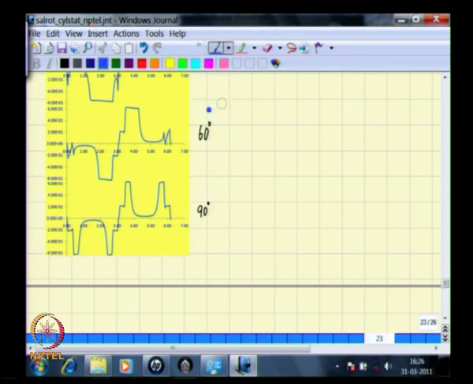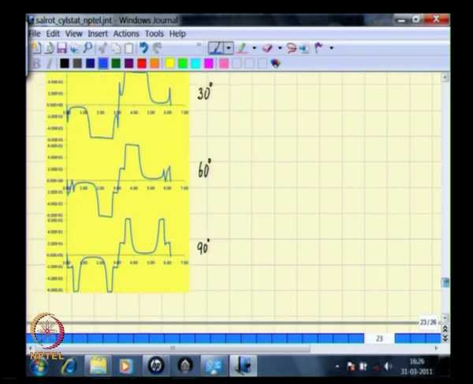So here again we see that this region corresponds to the pole face area, so flux density levels are high. This region here again is the other pole face, flux densities are high. This is the interpolar region, flux densities are low.